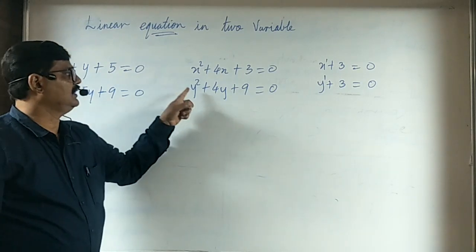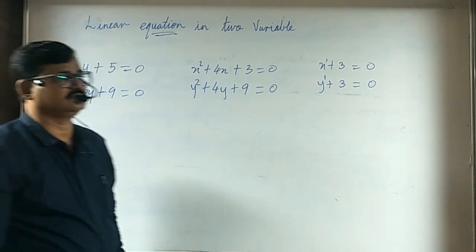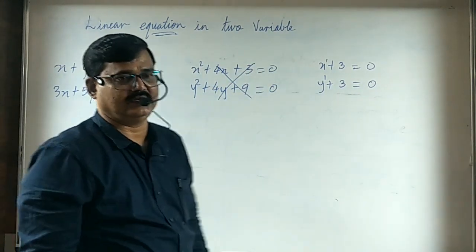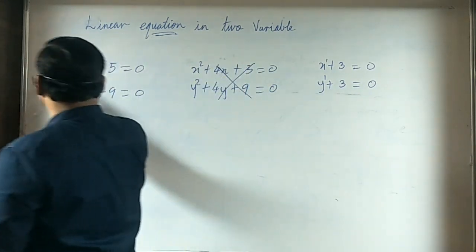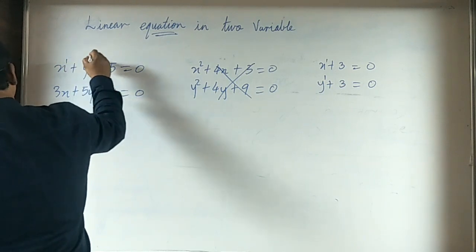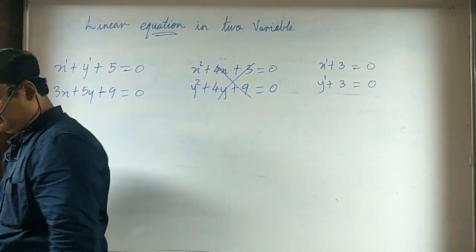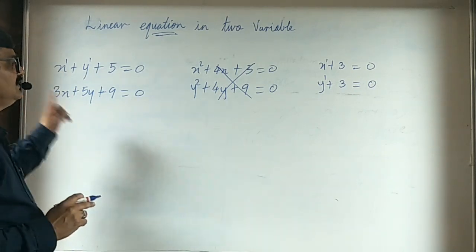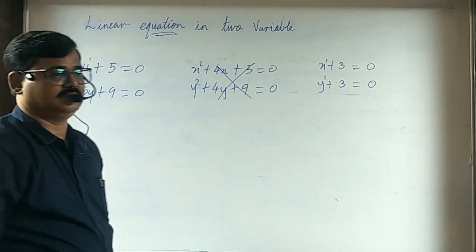So here also you can see the degree is 2. So this is not a linear equation. Here also you can see x is having degree 1, y is having degree 1. So the maximum degree is nothing but 1 only. So this is also a linear equation.